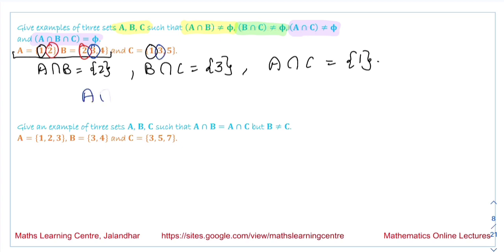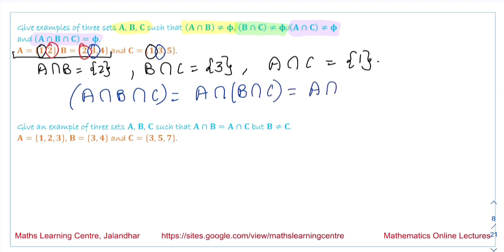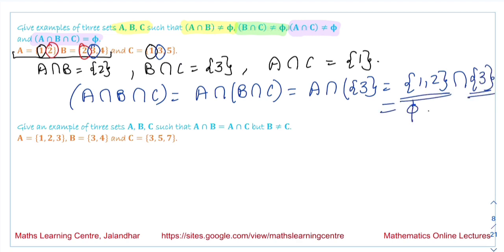When we are calculating A intersection B intersection C, it means we are talking about the element common to all three. You can write it in the form A intersection, and what is B intersection C? It is the set 3. So we are talking about set 1, 2 and its intersection with set 3. There is no common element between these two sets. The answer we are writing is phi.